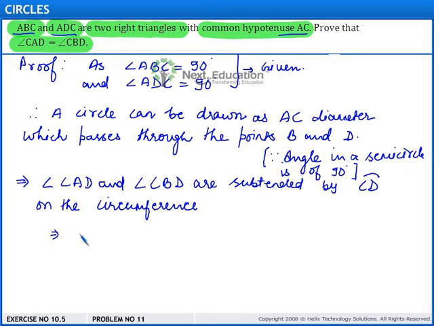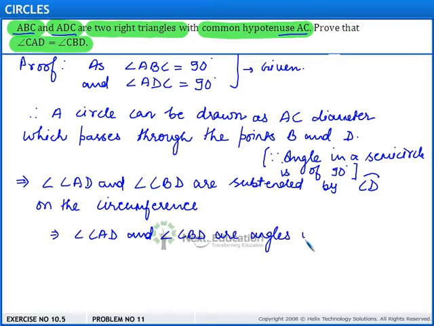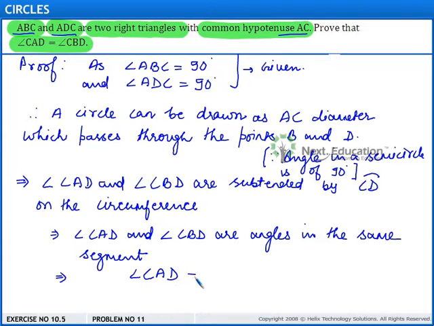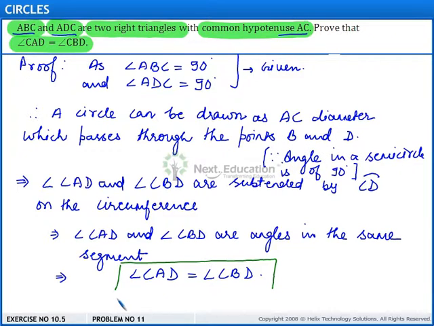This implies that angle CAD and angle CBD are angles in the same segment. And we know that angles in the same segment are equal. Therefore, this further implies that angle CAD is equal to angle CBD, and this is what we were supposed to prove. This completes the solution.